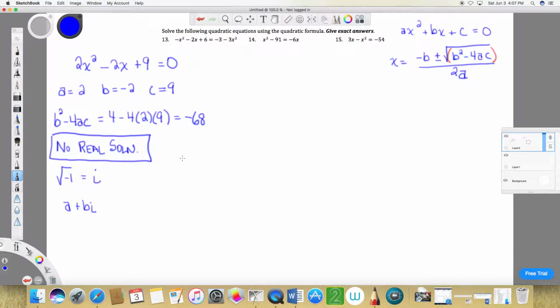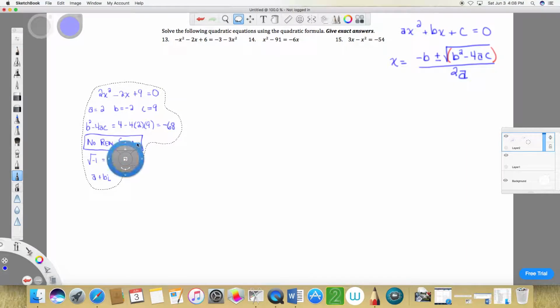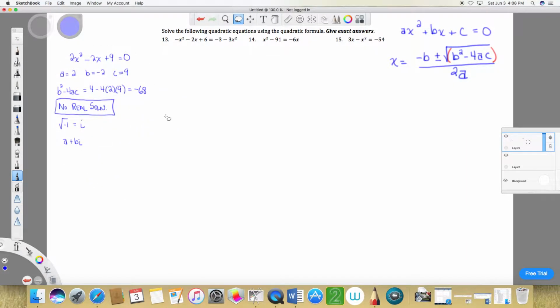All right, so let's continue with problem number 14. So again, we want to get this equation in standard form. I like to put a 1 in front of my variables there for coefficients to just help me identify A, B, and C. If we add 6x to each side, minus 91 is equal to 0. So now we can easily identify A, B, and C.